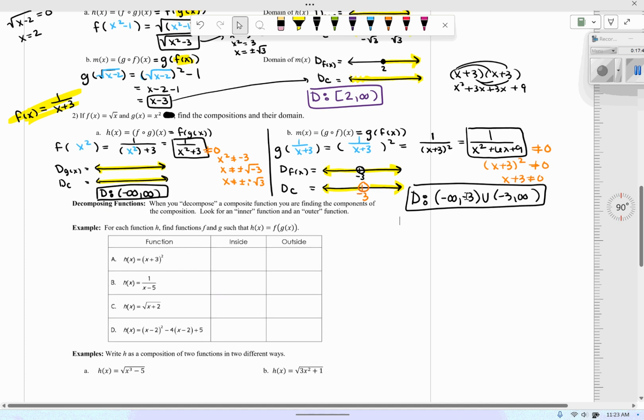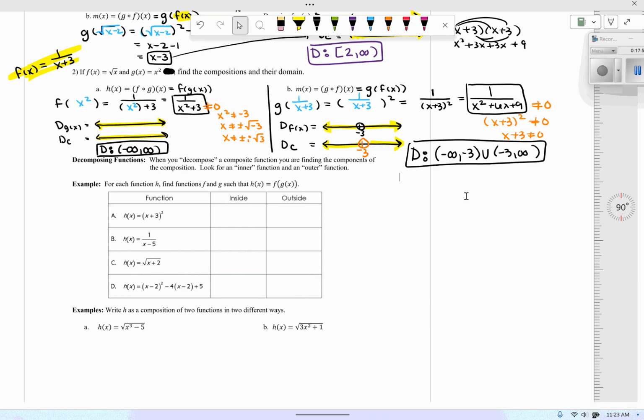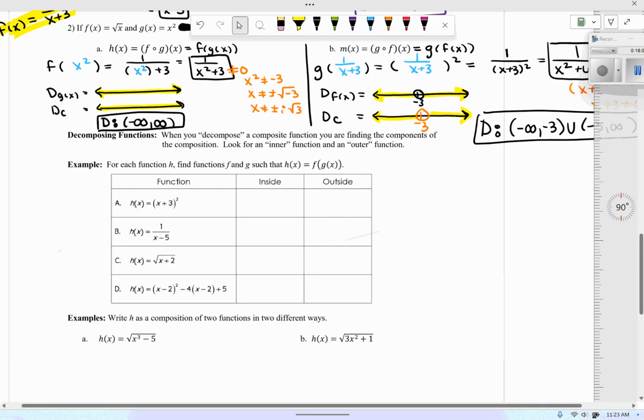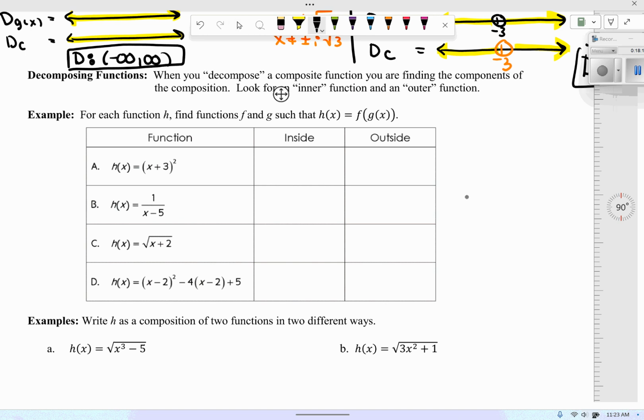All right, so that's finding the compositions and their domain. Next, we're going to look at decomposing functions. So when you decompose a composite function, you're finding the components of the composition. You're looking for an inner function and an outer function. So for example, it says, for each function h, find the functions f and g such that h of x equals f of g of x. So notice that we're using h of x for the composition. The inside function is g of x, and the outside function is f of x.